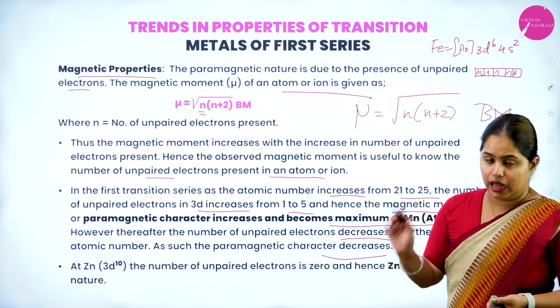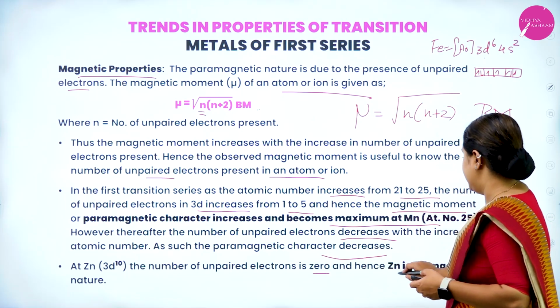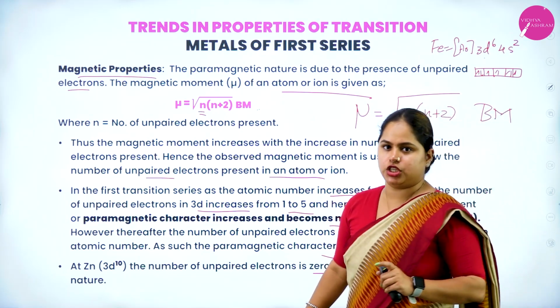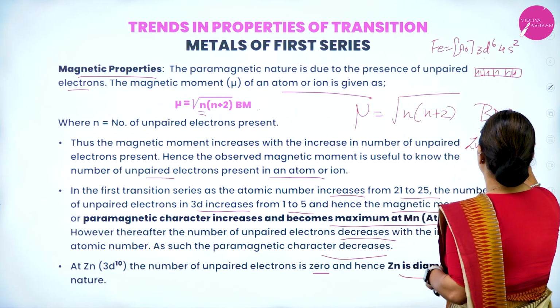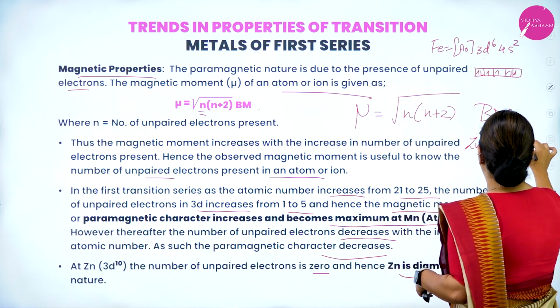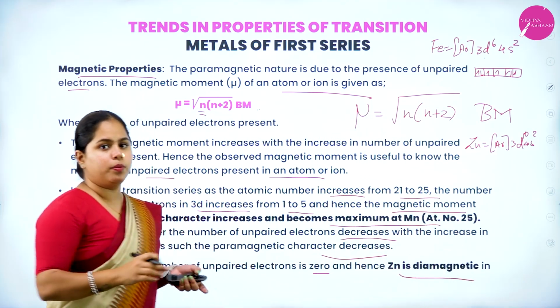At zinc, that is the last one, that is 3d10, the number of unpaired electrons is 0, and hence zinc is diamagnetic in nature. What is zinc's electronic configuration? It is argon 3d10 4s2. So it is completely filled, so it is diamagnetic. I hope it is clear.